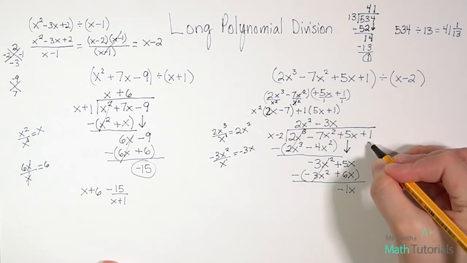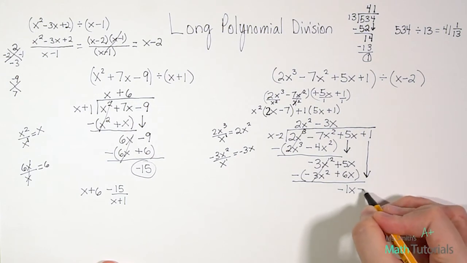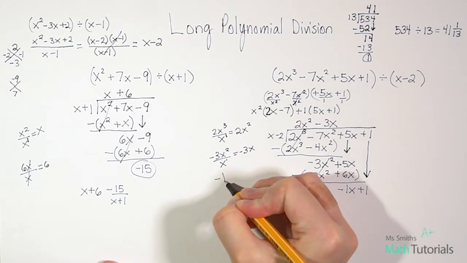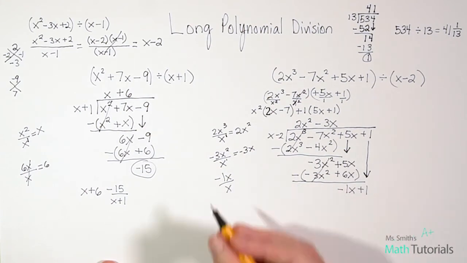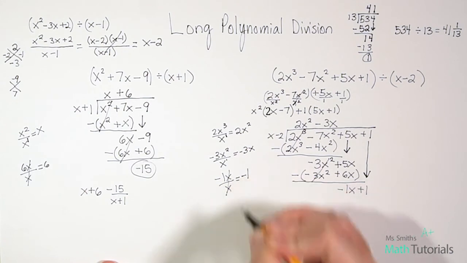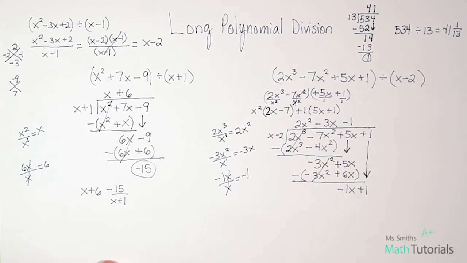All right, let's bring down our next term. So we're bringing down this time a positive 1, and we start the process all over again. You see why this is called long division. We say, all right, negative 1x divided by x, and negative 1x divided by x is a negative 1. Those x's cancel out. So we say negative 1 up here, and now let's multiply it out.